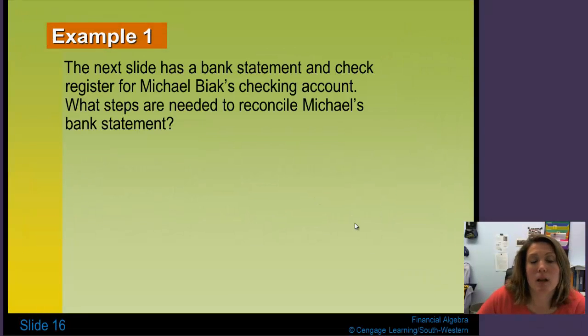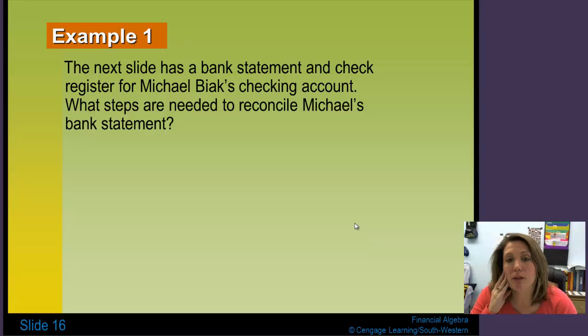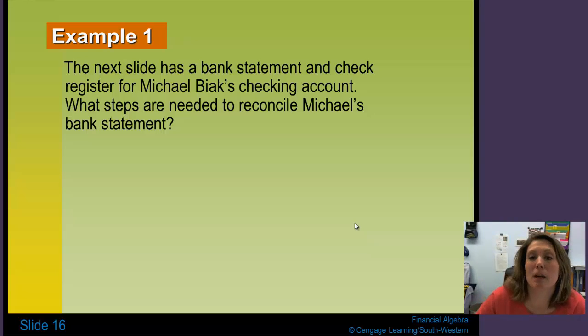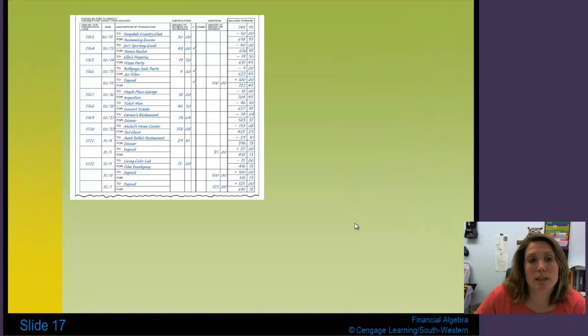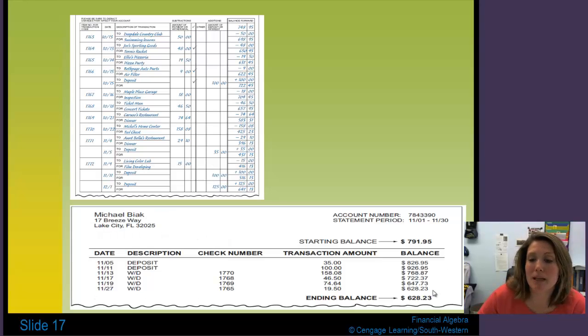Example 1. The next slide has a bank statement and check register for Michael's checking account. What steps are needed to reconcile Michael's bank statement? So you see here is his check register, which we've all been doing since 3-1. And here's a piece of his statement. You'll see that his account number is here, the statement period, so this goes from the 1st to the 30th, so it's a 30-day statement period. You'll see his starting balance, all the transactions that have occurred, and then his ending balance. Again, this is a piece, usually they're a little bit bigger.